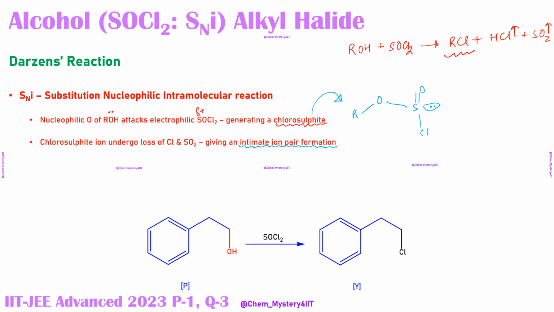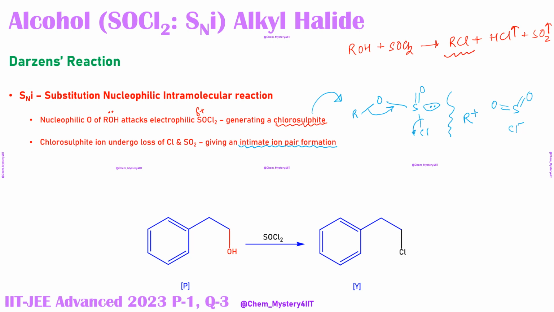In this chlorosulfite, the chlorine is trying to pull electron from sulfur. Sulfur tries to pull electron from the oxygen. So this bond is trying to shift that way, and this bond is trying to shift this way. When this is happening, we have something we call the intimate ion pair formation. So this R group has O double bond S double bond O. R will get a positive charge and Cl over here will get a negative charge.